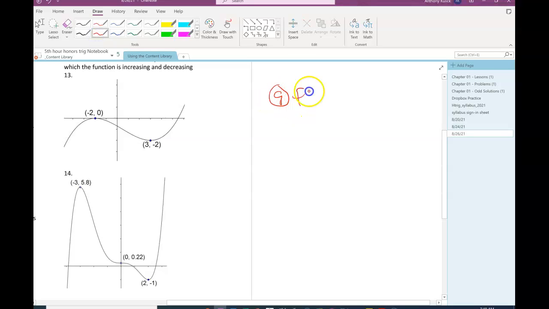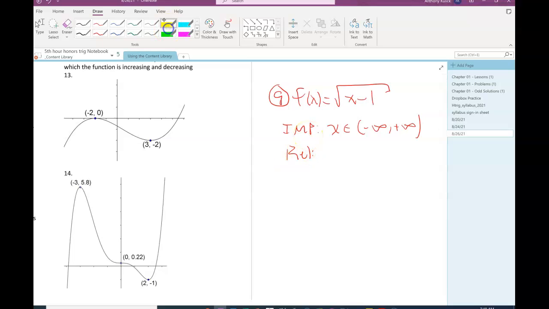So we have f of x is equal to the square root of x minus 1. Again, since this is kind of contextless, there's no story problem associated with it, I know the implicit domain is just going to be all real numbers. For the relevant domain, I'm going to look at the operations involved in this function. So I see 2 operations. I see subtraction and I see a square root.